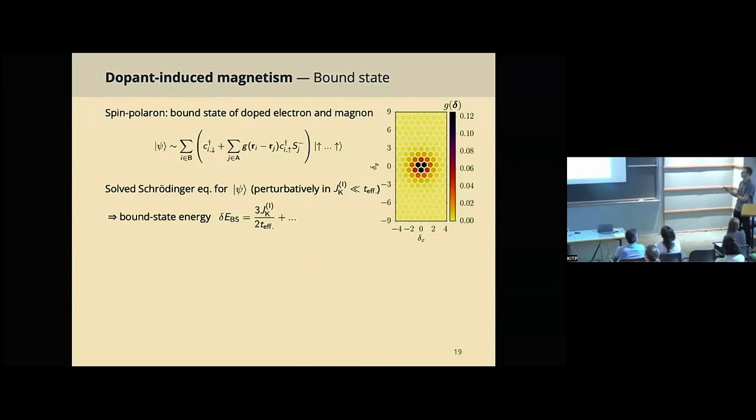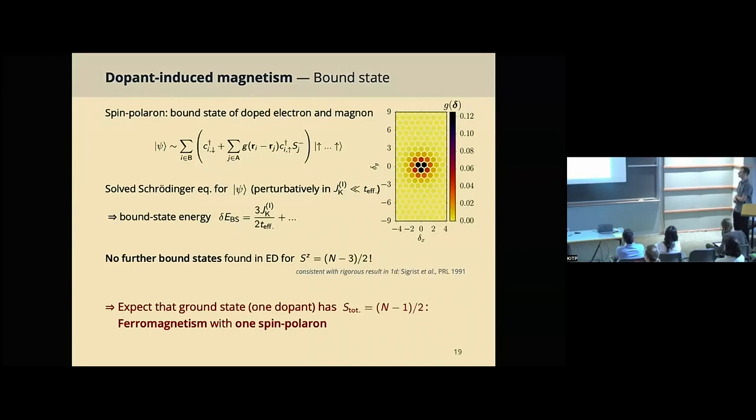And we've also solved the Schrödinger equation basically perturbatively in J over T. And we find that there's indeed the bound state, and the bound state energy is linear in J over T. Furthermore, if we now go to lower sectors, of course, we get copies of this bound state just mandated by spin rotation symmetry. But crucially, we do not find any additional bound states in lower sectors, so in particular in the sector of n minus 3 over 2.